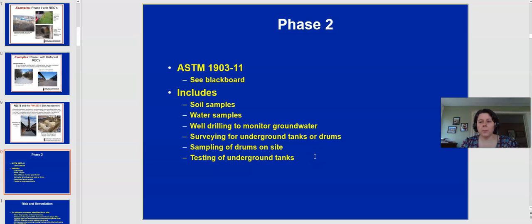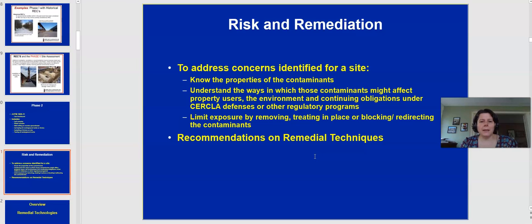You'll do tank pulls, you'll look at the drums on the site, and then you also might put in some risk assessments. So you might do some risk assessment and remediation to address concerns at the site. You may say, okay, these are the ways that we need to address it, and you would recommend remedial techniques. And that'll be our next section.